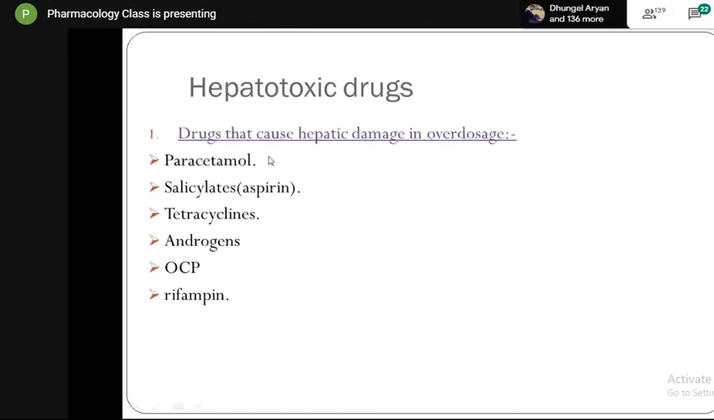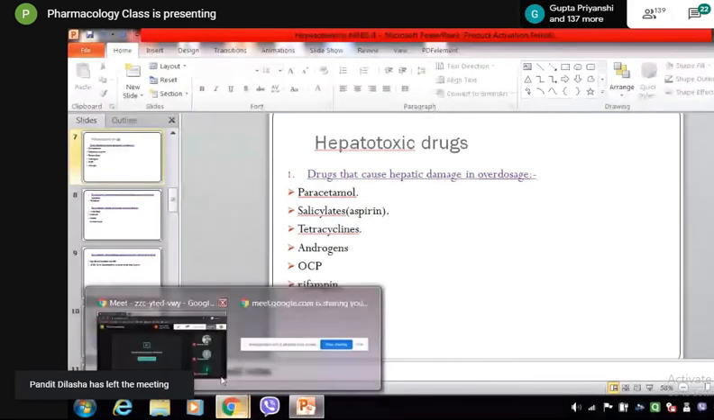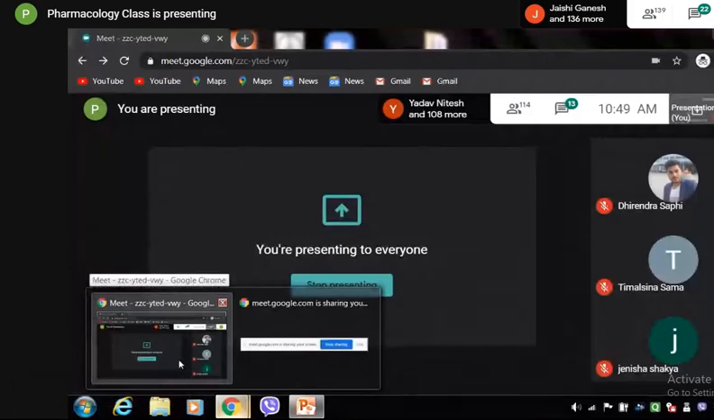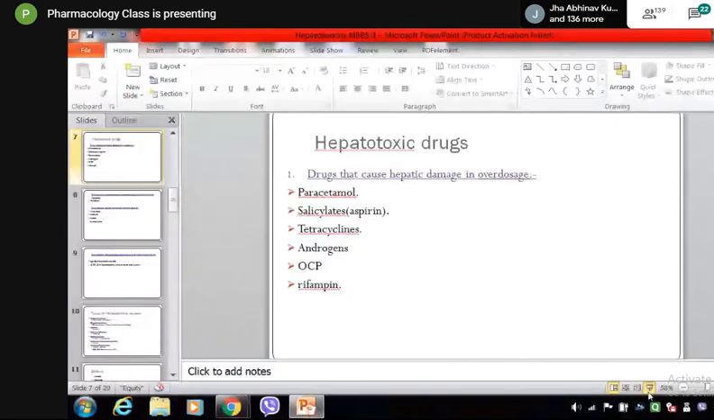Then you have salicylates, aspirin. These are also NSAID group drugs. Then you have tetracyclines. Tetracycline belongs to which therapeutic group? Antimicrobial. Which group of antimicrobial would it be? Broad spectrum. So that is your broad spectrum antibiotics.